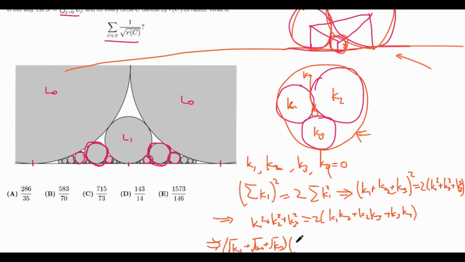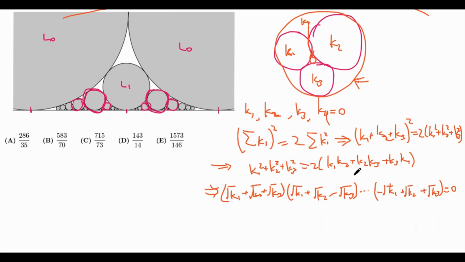times the square root of k1 plus the square root of k2 minus the square root of k3 times the square root of k1 minus the square root of k2 plus the square root of k3 times minus square root of k1 plus square root of k2 plus square root of k3 equals 0. So now we have several different possibilities. Clearly the first value must not be 0 because otherwise k1, k2, and k3 are all 0, which means their curvatures are all 0, which doesn't make sense. So these other terms might be 0 though.